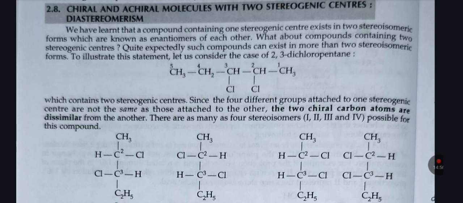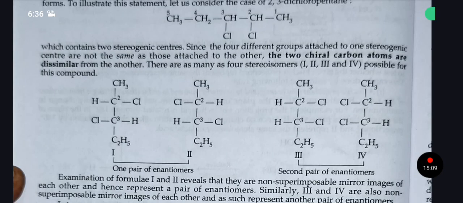To illustrate this statement, let us consider the case of 2,3-dichloropentane, which contains two stereogenic centers. Since the four different groups attached to one stereogenic center are not the same as those attached to the other, the two chiral carbon atoms are dissimilar to one another. There are as many as four stereoisomers possible for this compound. These figures show one pair of enantiomers and a second pair of enantiomers.